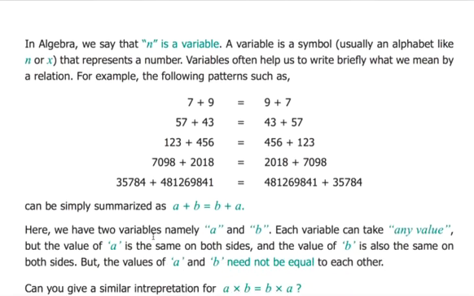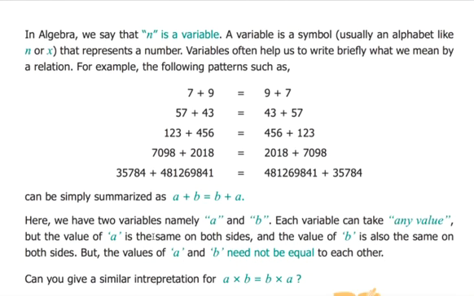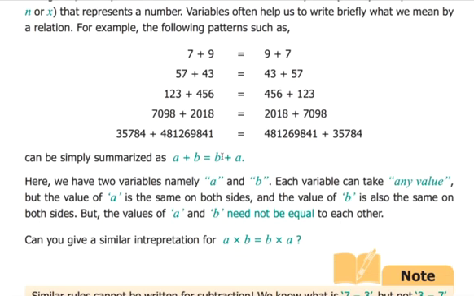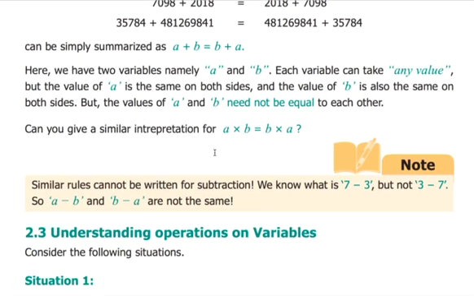In algebra, we say that n is a variable. A variable is a symbol, usually an alphabet like n or x, that represents a number. Variables often help us to write briefly what we mean by a relation. For example, the following pattern, 7 plus 9 equal 9 plus 7, these things you already know. Okay, these things were covered in our first lesson. We can simply summarize this as a plus b equal b plus a, where a, b are variables, right?